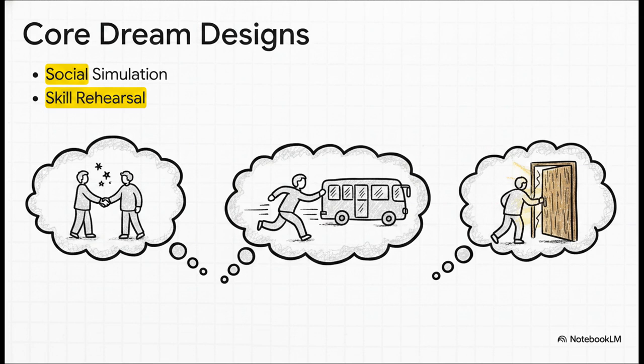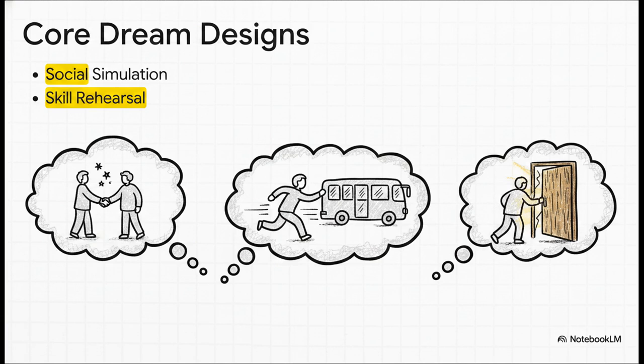First, social simulation, like we just talked about. Second, skill rehearsal. Think about those incredibly frustrating dreams where you're endlessly trying to catch a bus or looking for a specific outfit or arriving late for an exam. These goal-oriented dreams are all about process and repetition. You're practicing a challenge over and over.